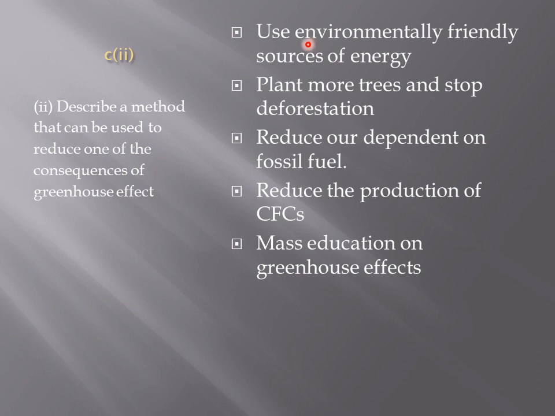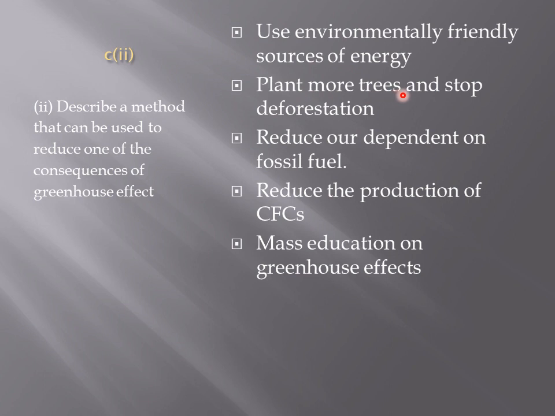We are told to use environmentally friendly sources of energy. Why? Carbon dioxide is a threat as it forms a ring around the earth. It does not allow radiant energy to go out. It rather re-radiates radiant energy to the earth, and what happens? It increases environmental temperature. So what should we do to reduce the effect of the greenhouse effect? We should use environmentally friendly sources of energy like water, wind, tidal variation, and so on. We should also plant more trees.